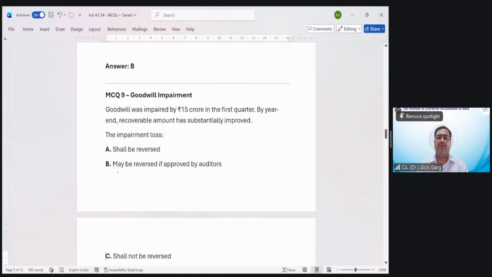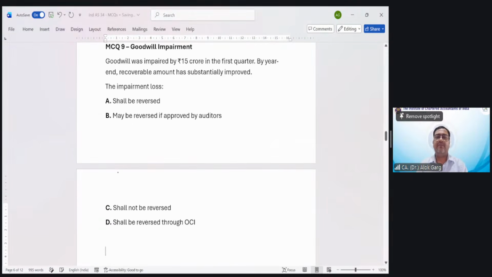Goodwill impairment now. Goodwill was impaired by 15 crore in the first quarter. By year end, the recoverable amount has substantially improved. A: the impairment loss shall be reversed. B: may be reversed if approved by the auditor. C: shall not be reversed. D: shall be reversed through OCI. What is the right answer? It shall not be reversed. It shall never be reversed. The reversal of goodwill impairment is prohibited.